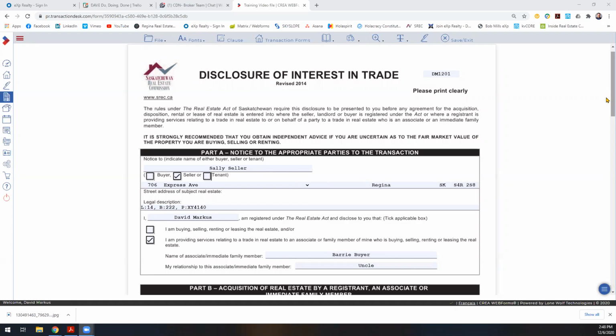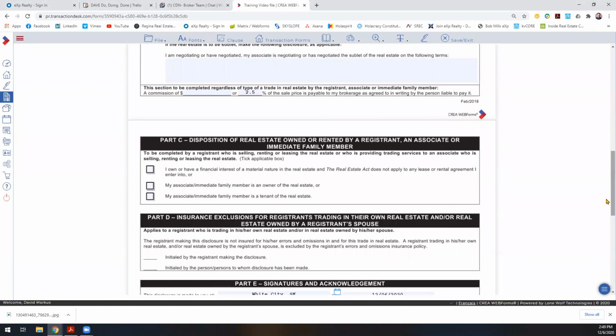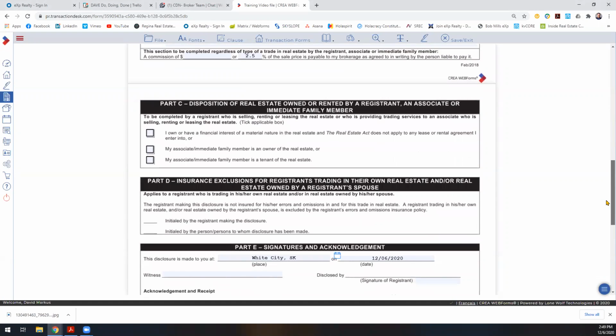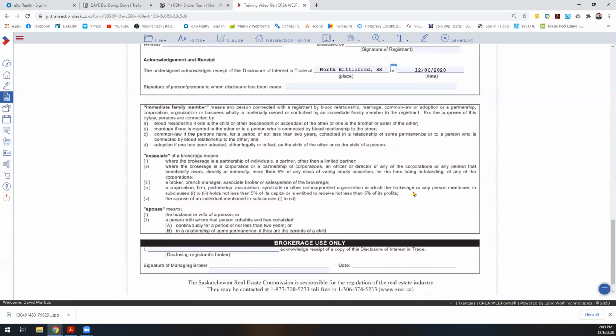This form is used when a registrant is either acquiring or disposing of property, or if an associate or immediate family member of a registrant are doing so. And the form itself, I'll just scroll to the end of the form to start with here. If you're unsure what an immediate family member is, or what an associate is, or the definition of spouse, the definitions are all right here on the form. In case there's any confusion, it's all available right there on the form for you to be clear.